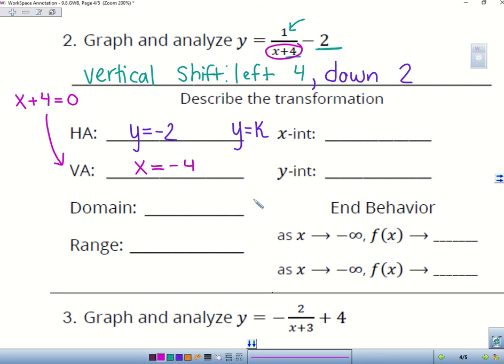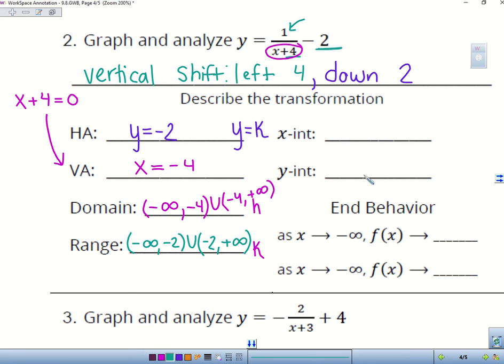Now domain is always based on h, range is always based on k. So you take whatever h is and you use this format: negative infinity to -4, remember h is always the opposite sign, union -4 to positive infinity. And then what's the range going to be? Negative infinity to -2, and then -2 to infinity. Any questions about that?